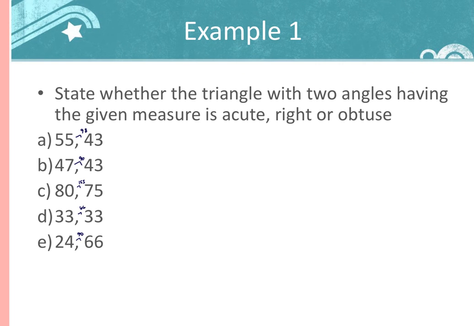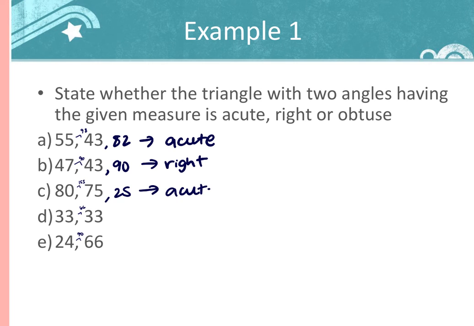All right, so if you look at A, if I add 55 and 43, I get 98, subtracted from 180. What's the missing angle? 82. Which makes this what? Acute. B, if I add 47 and 43, I get 90, which makes the missing angle 90, and this triangle is right. C, if I add these two together, I get 155, makes the missing angle what? 25, which makes this triangle acute.